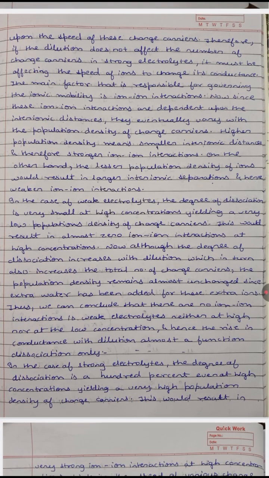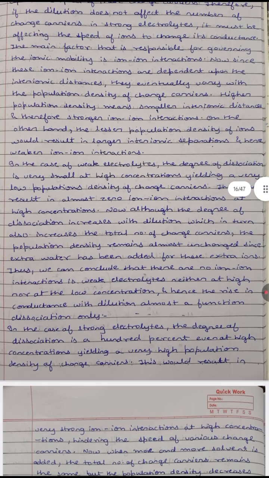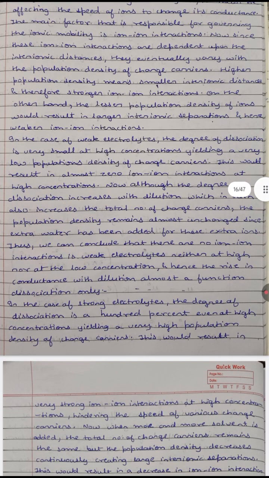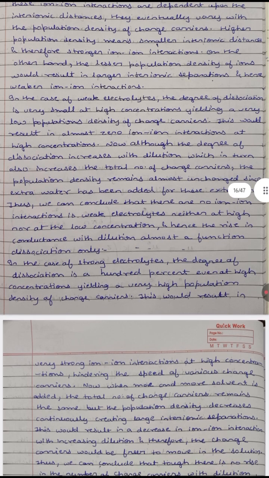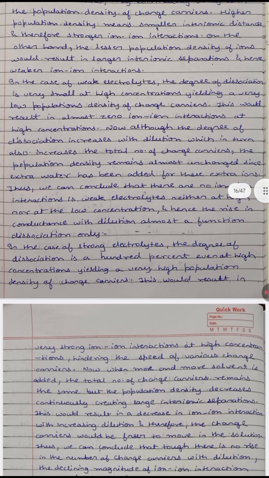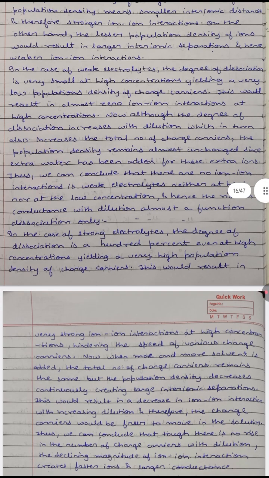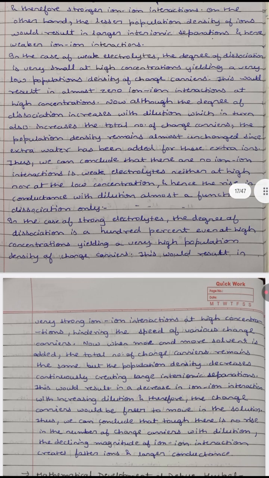Therefore, if the dilution does not affect the number of charge carriers in strong electrolytes, it must be affecting the speed of ions to change its conductance. The main factor that is responsible for governing the ionic mobility is ion-ion interactions. Now, since these ion-ion interactions are dependent upon the interionic distances, they eventually vary with the population density of charge carriers. However, high population density means smaller interionic distances and therefore stronger ion-ion interactions.